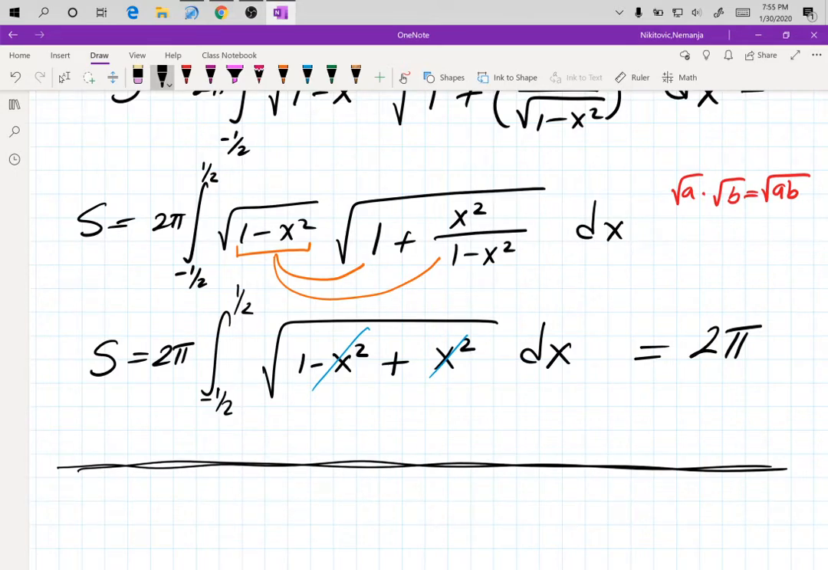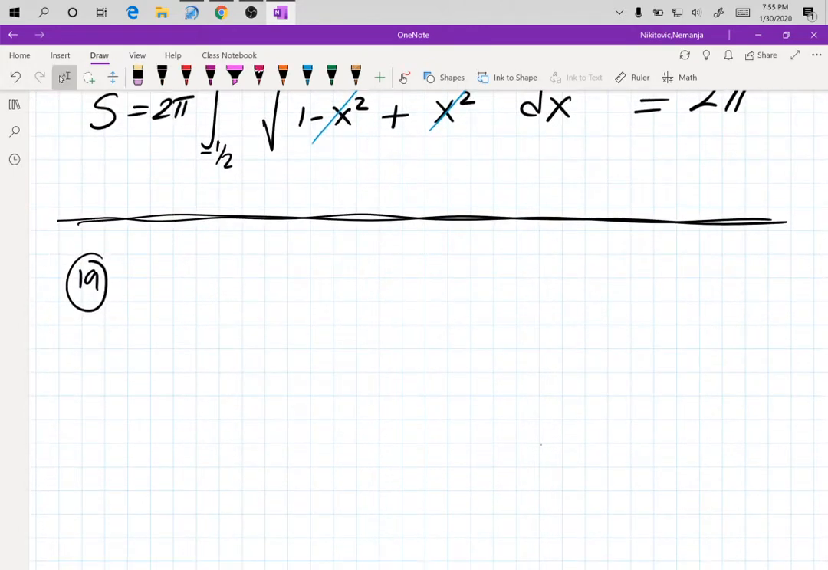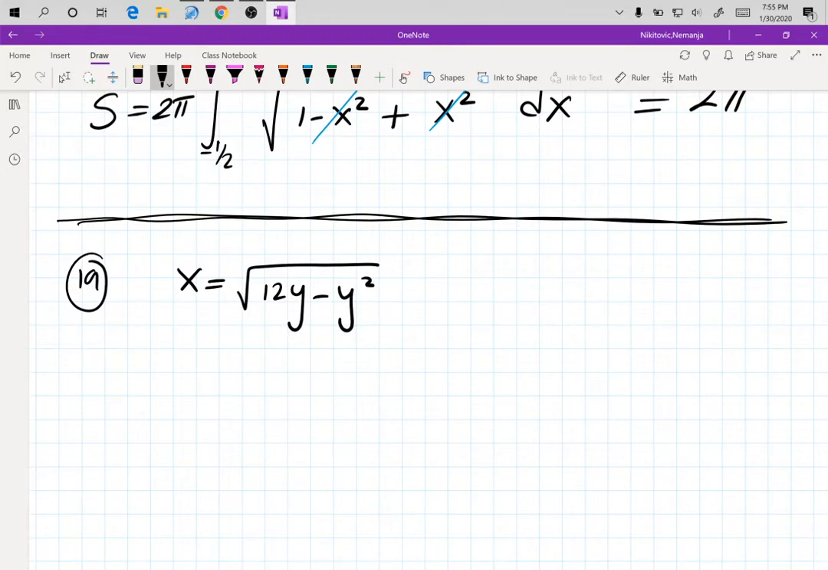Aha! X equals square root of 12y minus y squared, 2 less than or equal to y less than or equal to 10, about the y-axis. So we can have the y integral as well.